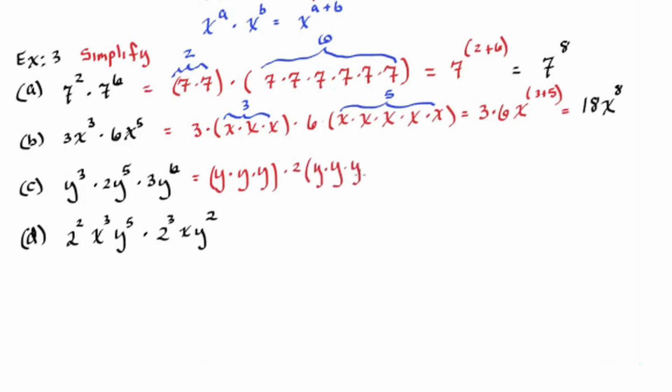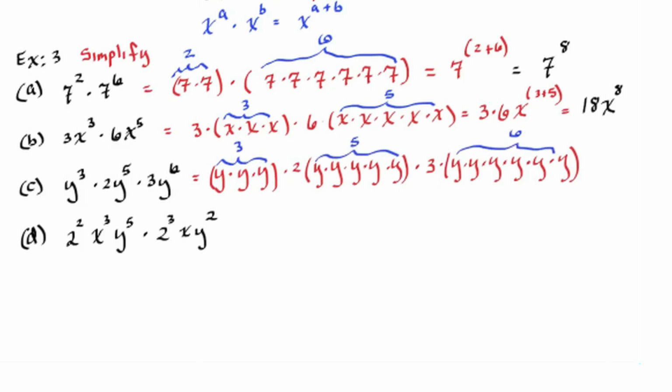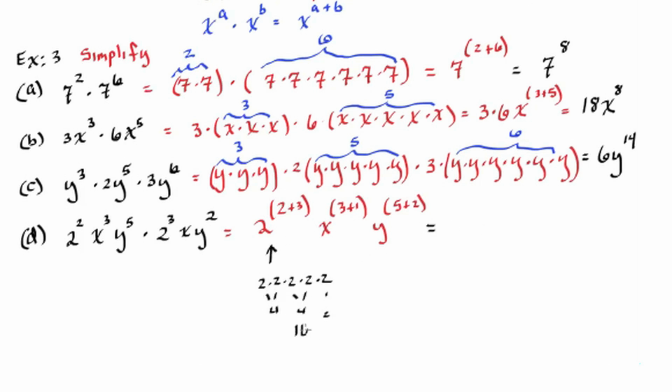Same thing with the next one. We're going to add the exponents, the number of y's, because the base is the same, and 2 times 3 is 6. Count up all the y's, it's 14. In d, we have a slight twist, because we can calculate 2 to the 5th is 32. And we have a total of 4 x's and 7 y's, so we can write it as 32x to the 4th, y to the 7th.